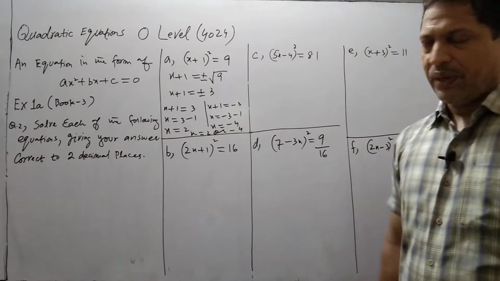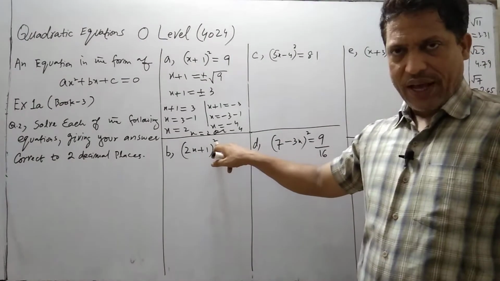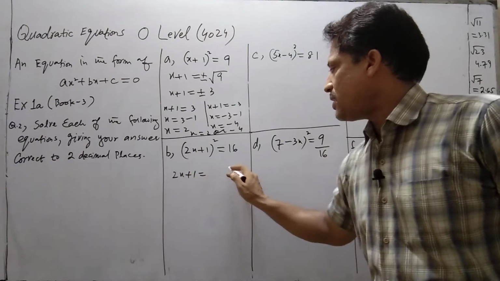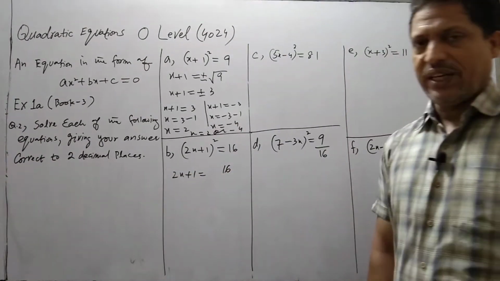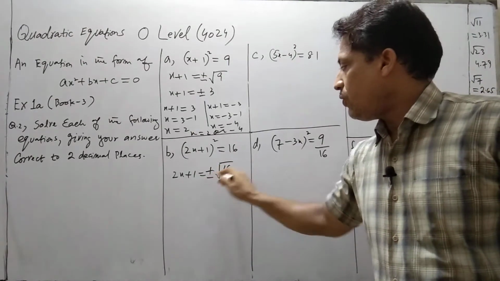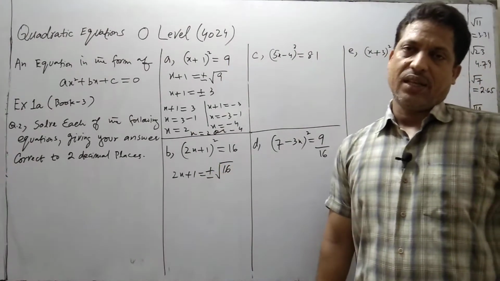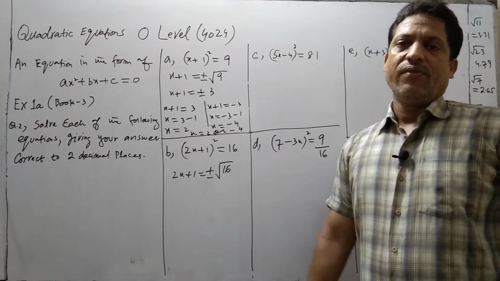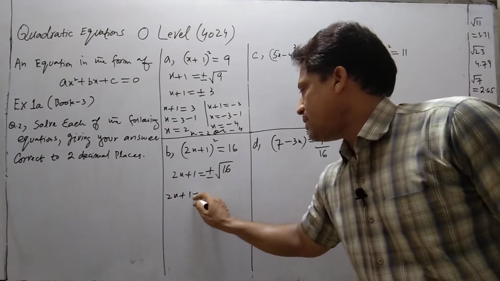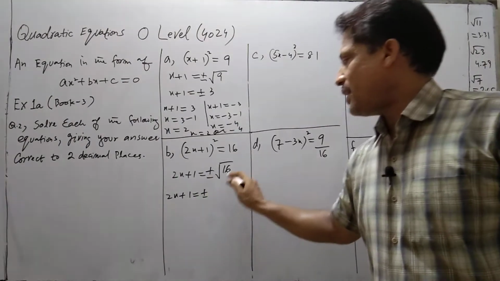Now come to part B. Again you are seeing a square, so take the square root on the other side. 2x plus 1 is equal to plus minus the square root of 16. But don't forget to write the plus minus sign, otherwise your marks will be deducted. 2x plus 1 is equal to plus minus 16.